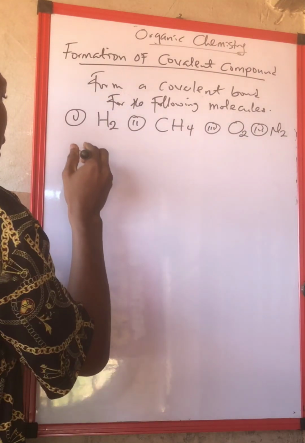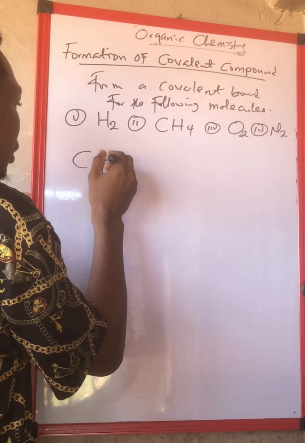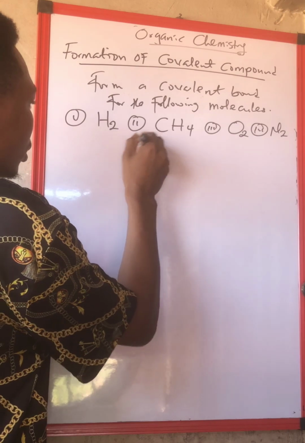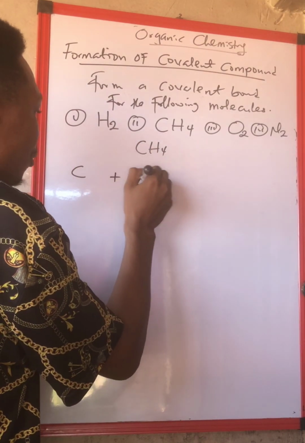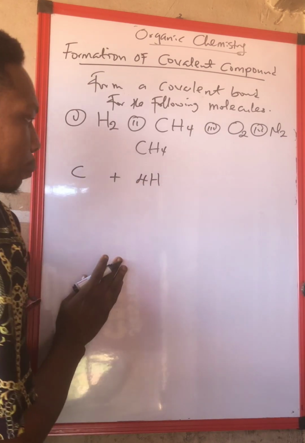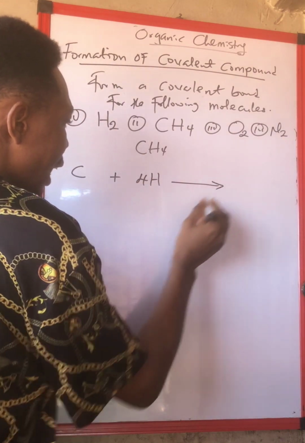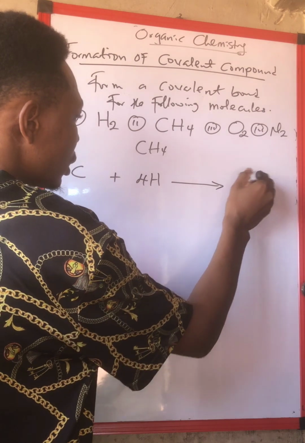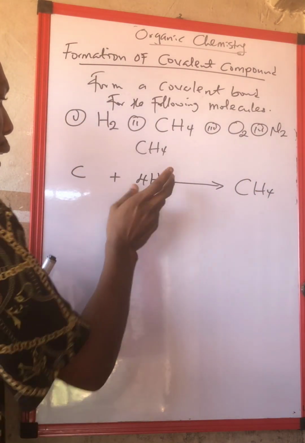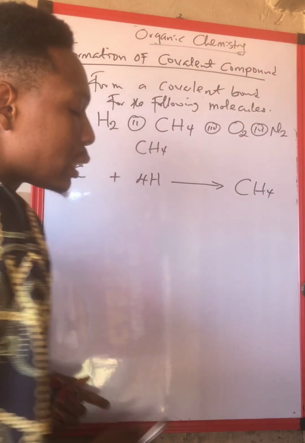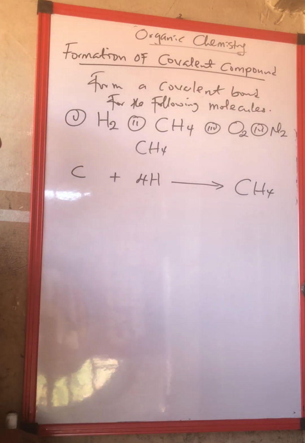All right, for the CH4, so we have carbon and we have 4 molecules of what? Hydrogen. So when these react together, it is going to give us what? CH4. So this one is the carbon atom, the hydrogen atoms, and the methane molecule.